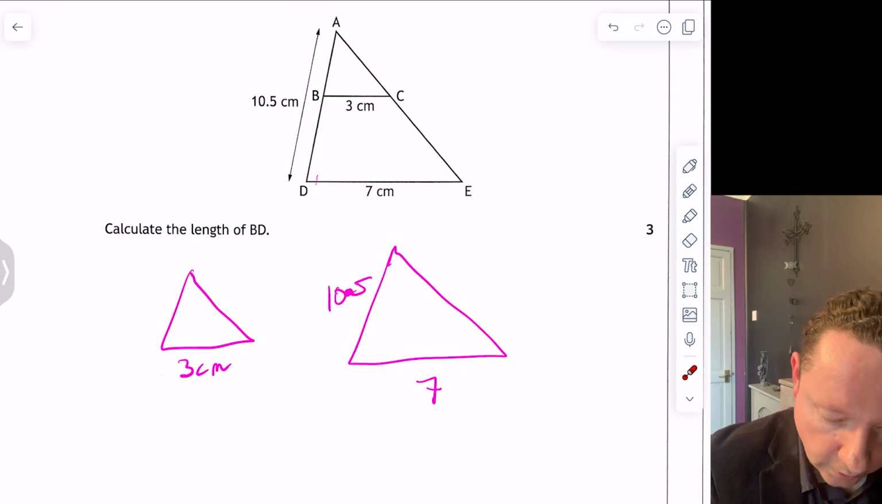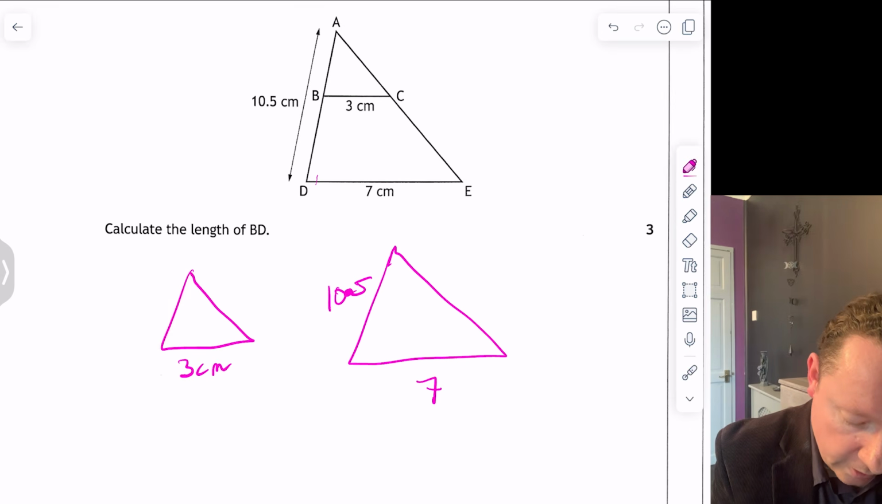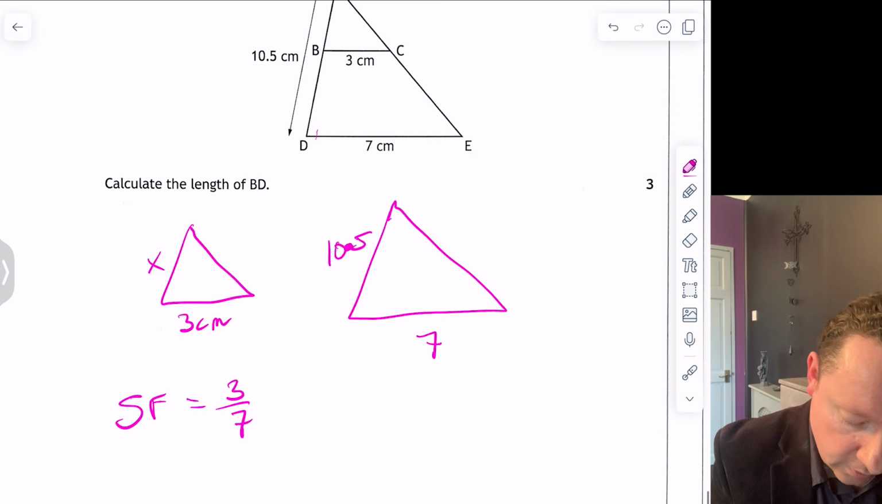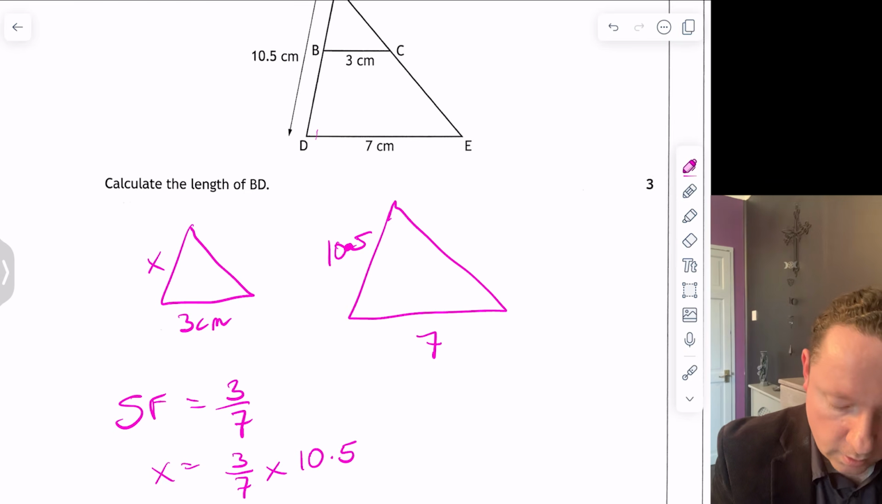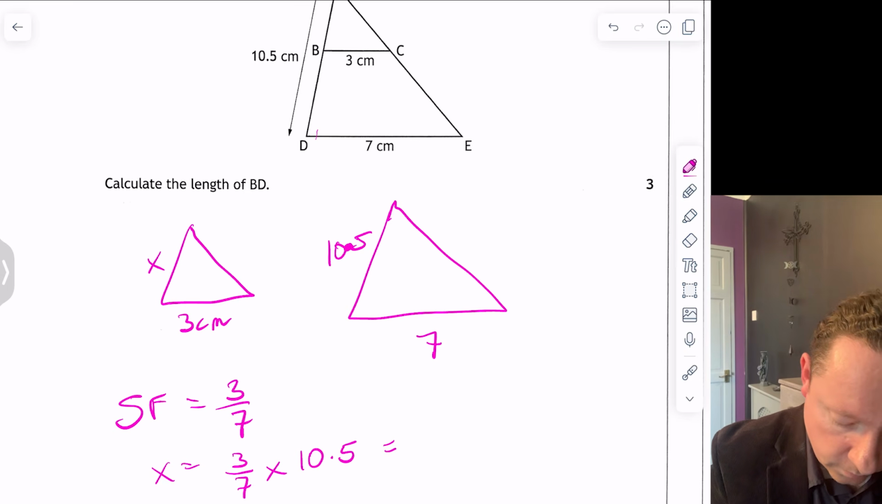So I'm just going to go ahead and do that. So the scale factor is equal to 3 over 7. So that means this length here, x, is 3/7 of 10.5. So that is equal to 3 tens are 30. Well, 3 5s is 15, carry 1. 3 tens are 30 plus 1 is 31. 0.5 over 7.